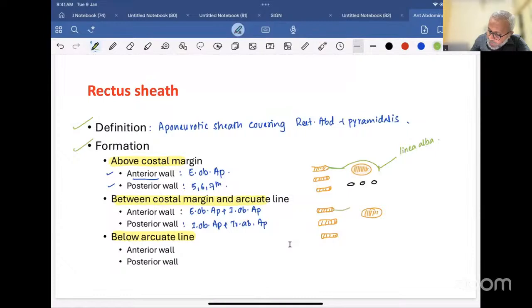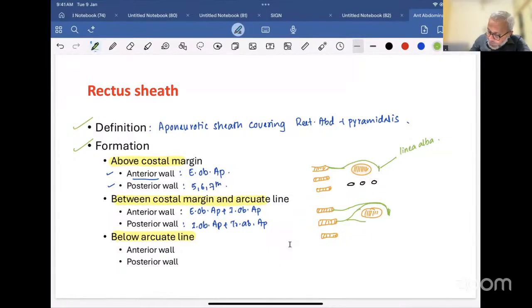The external oblique covers the rectus abdominis and gets attached to the linea alba. The internal oblique aponeurosis splits into 2 lamina. The anterior lamina will fuse with the external oblique aponeurosis to get further inserted to the linea alba.